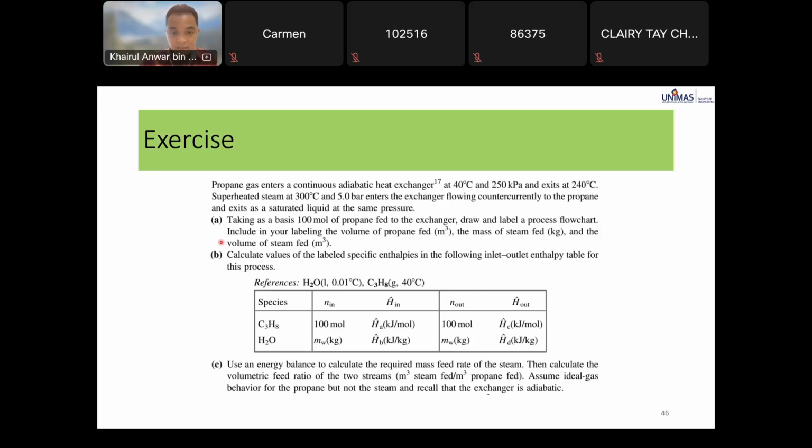The reference is already given. Follow it. So this reference for H2O is based on the triple point in the phase diagram of water. For propane it is 40 degrees C, which is the inlet. 40 degrees C. Okay.